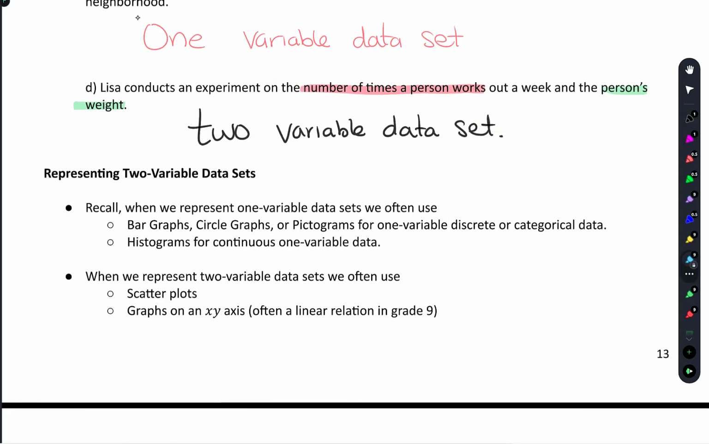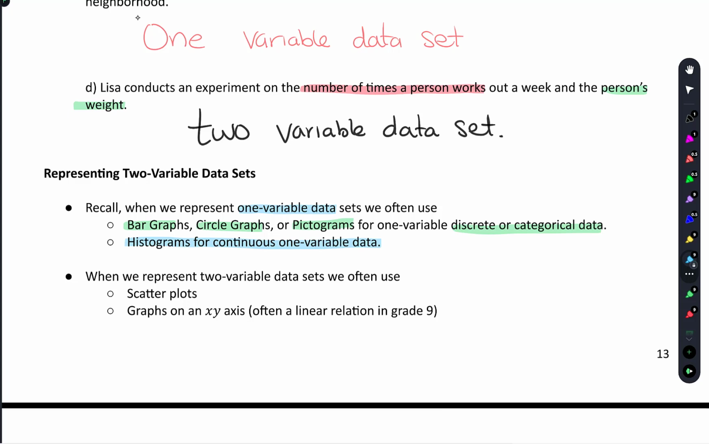So a couple things that we need to remember here is that if we are using a one variable data set, there's a series of graphs or pictorial ways of showing this information, and we've already talked about these. There's the bar graphs, the circle graphs, the pictographs, all use discrete or categorical data. And another graph that we've been working with is called a histogram, and it is used for continuous data. And these are just for one variable data sets.